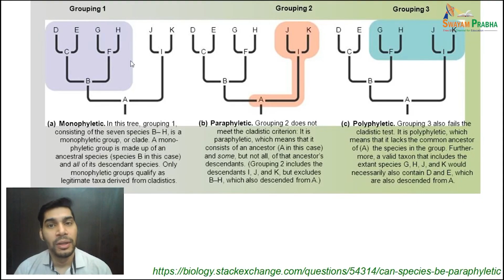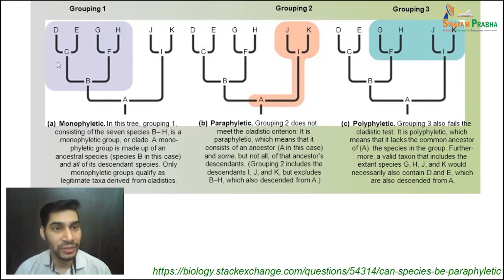Now within a tree there can be three types of relationships. One is called as monophyletic, another one is called as paraphyletic, and yet another one is called as polyphyletic. Let us discuss what are these. In this same tree which is being shown here, this is one type of grouping shown here.